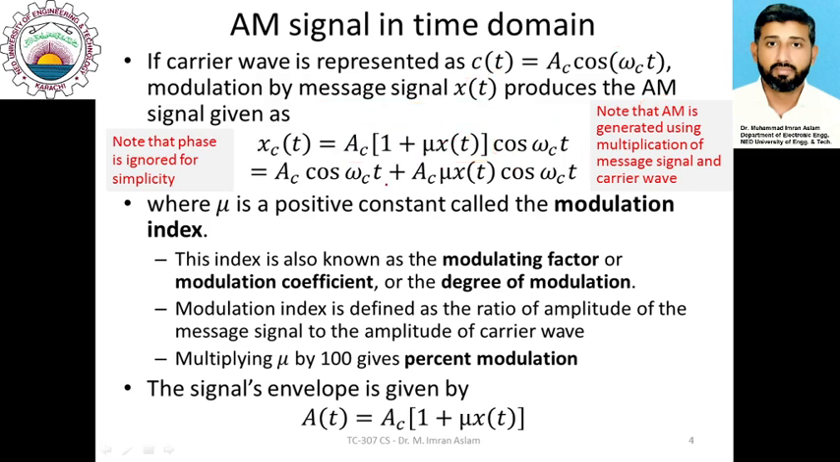For simplicity, we can break this expression into two terms. The first one is the carrier wave A_c cos(omega_c t), and the second term represents the variations that we observe because of the variation in the message signal. You can see that this is A_c mu x(t) cos(omega_c t). Whenever this x(t) varies, this overall amplitude would be varying.